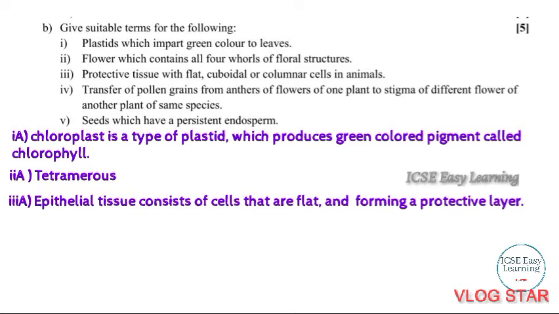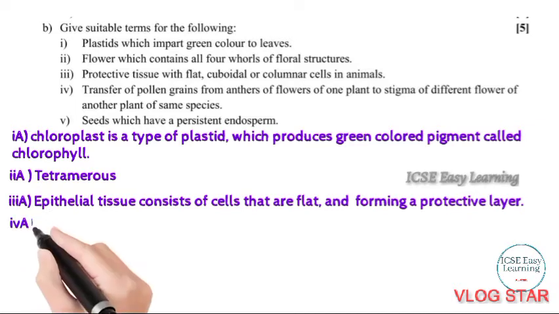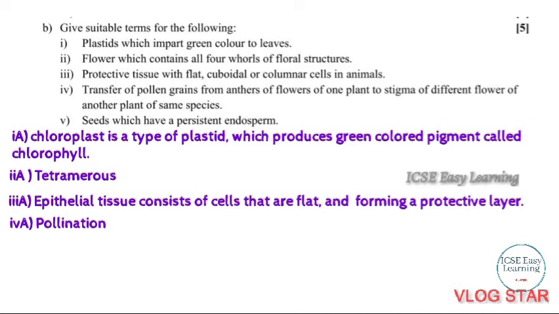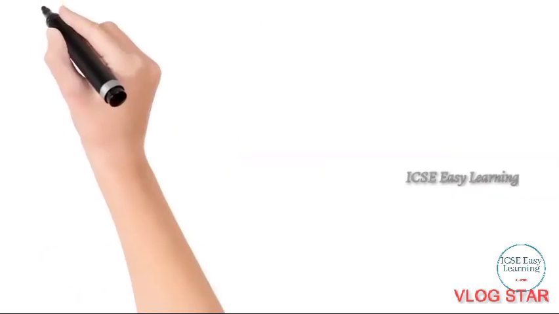Question number 4: Transfer of pollen grains from anthers of a flower of one plant to the stigma of a different flower of another plant of the same species. The answer is pollination. Fifth question: Seeds which have a persistent endosperm. The answer is castor bean.